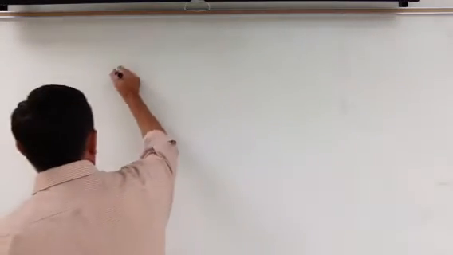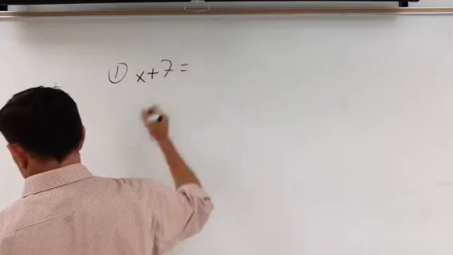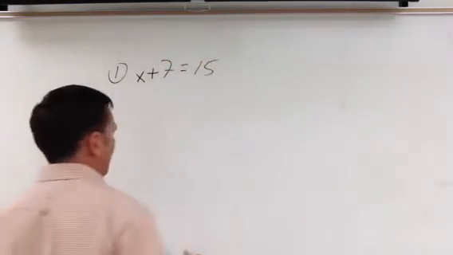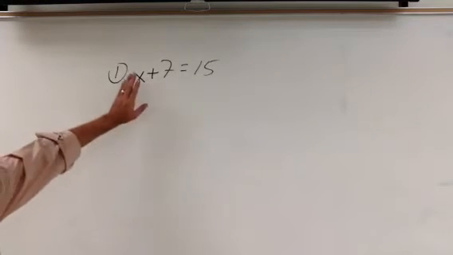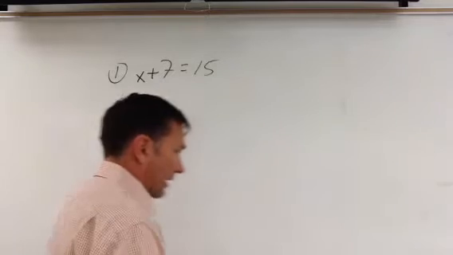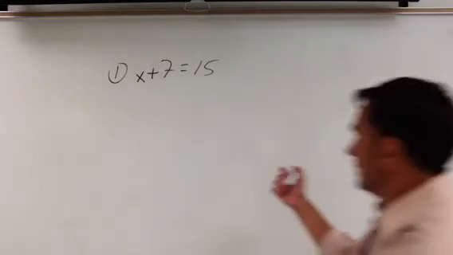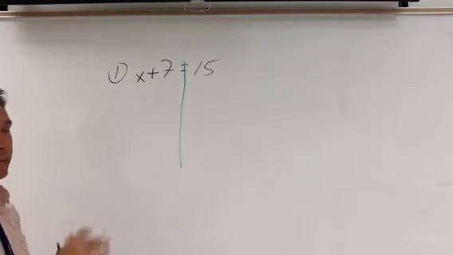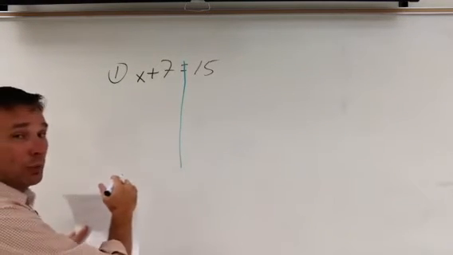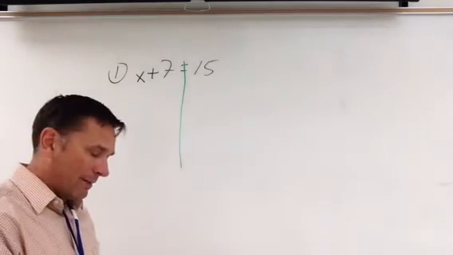So as we look at our first problem, we have x plus 7 equals 15. Now the first thing we want to do is identify where our variable is. And our variable is on the left-hand side of the equation. What a lot of people do is they will put a line right down the middle of the equal sign, because whatever we do on one side of the equal sign, we have to do on the other side to keep things balanced. Think about a teeter-totter.